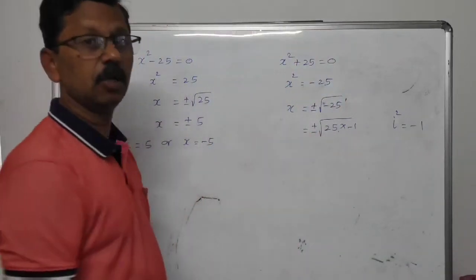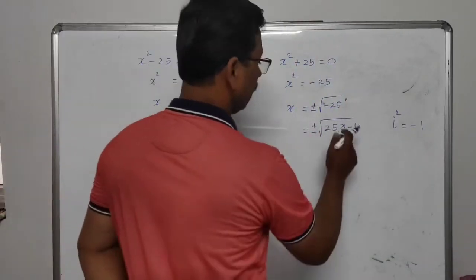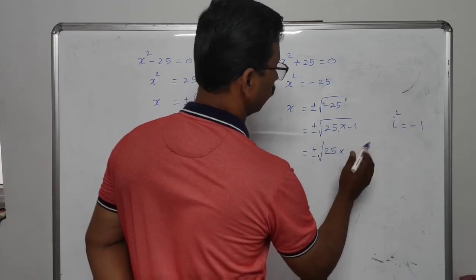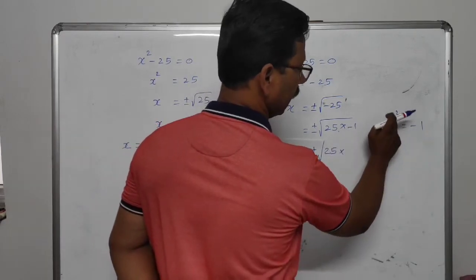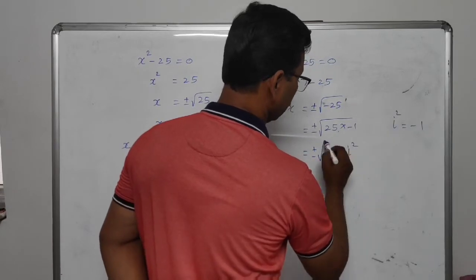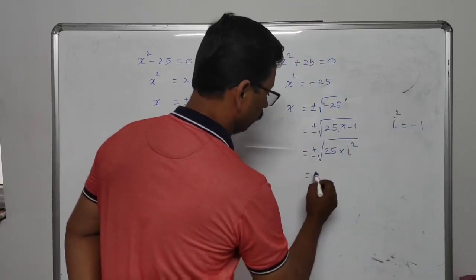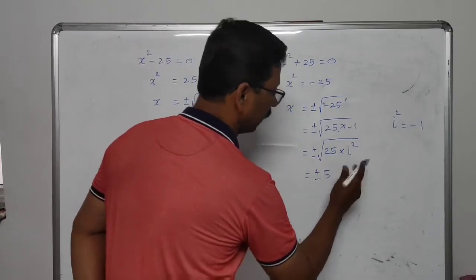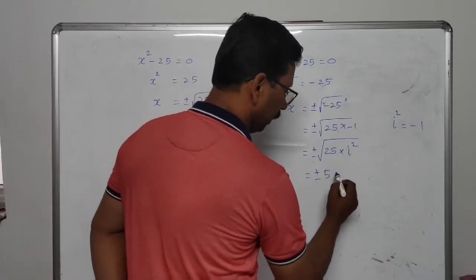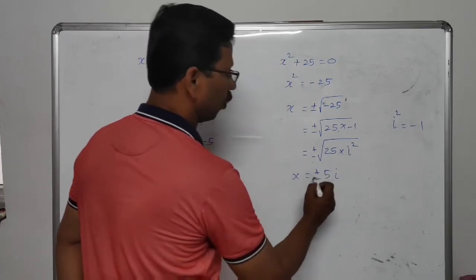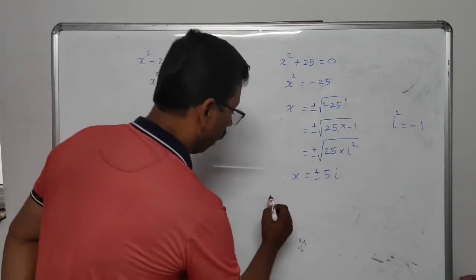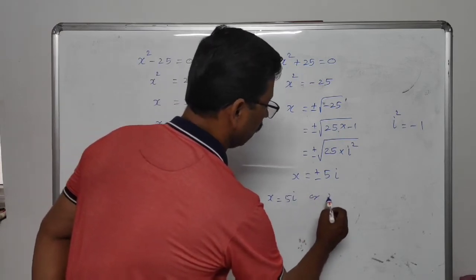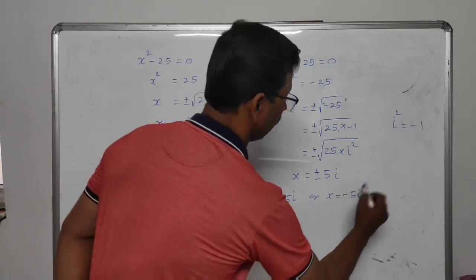I square is equal to minus 1 means, see, you are replacing this minus 1 with i square. Now it is equal to plus or minus square root of 25, which is 5. Then the square root of i square is i. Now we can get x equal to plus or minus 5i, or the roots are x is equal to plus 5i or x is equal to minus 5i.